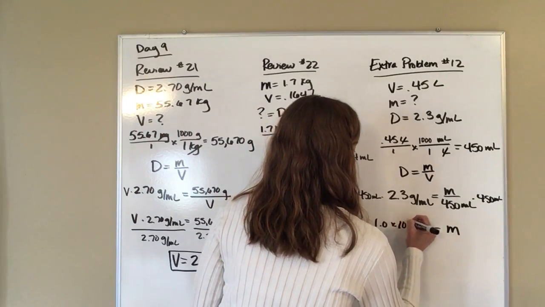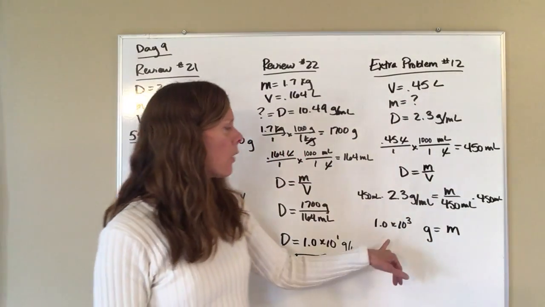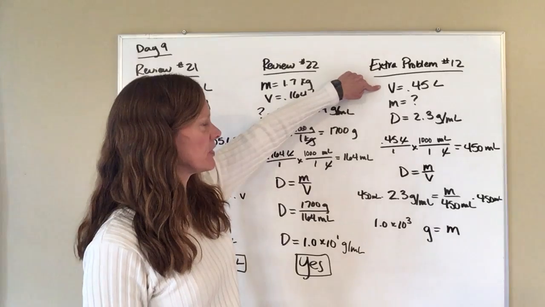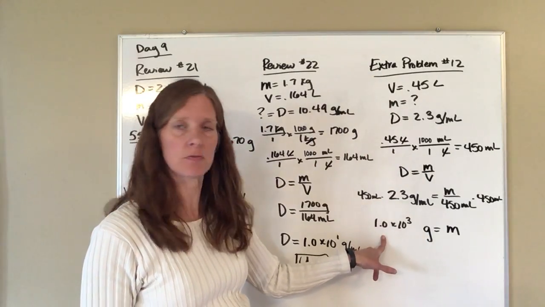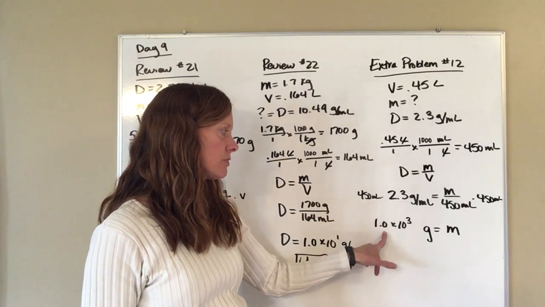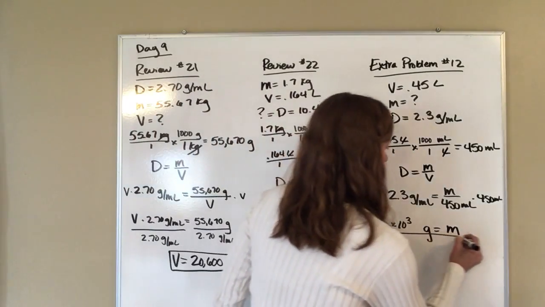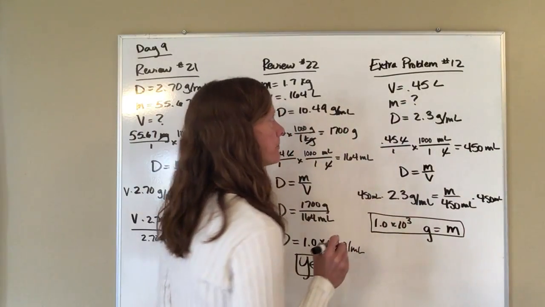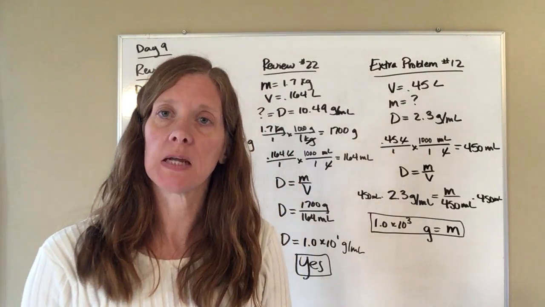1.0 times 10 to the third grams. Okay, once again, I've got two significant figures here, two significant figures here, can only have two significant figures in my answer. If the answer is 10, you have to put it in scientific notation so that that 0 will be significant. So 1.0 times 10 to the 3 grams. And that will take care of the problems for day number 9.